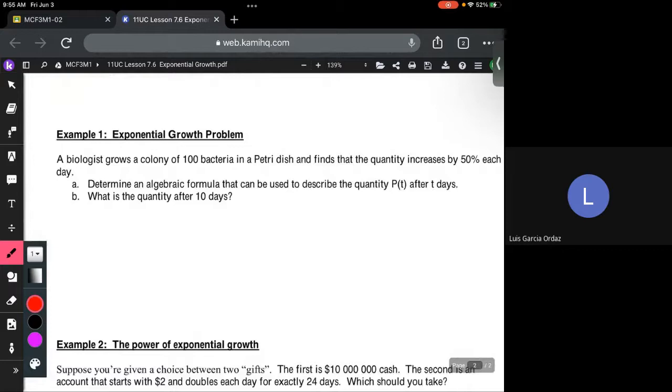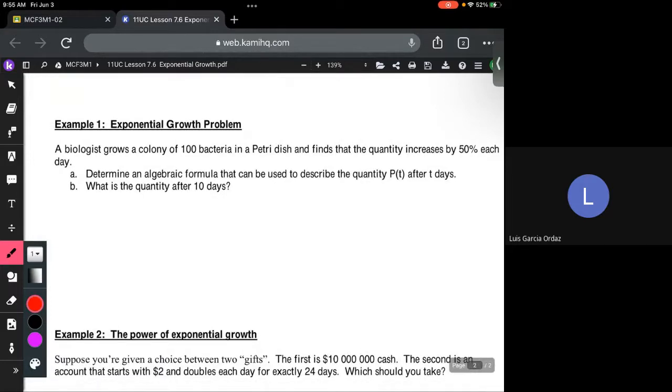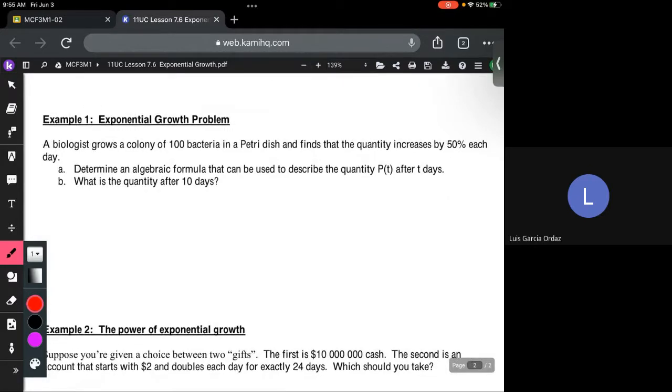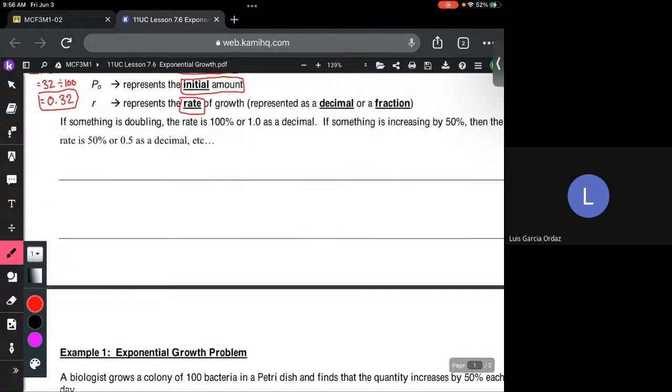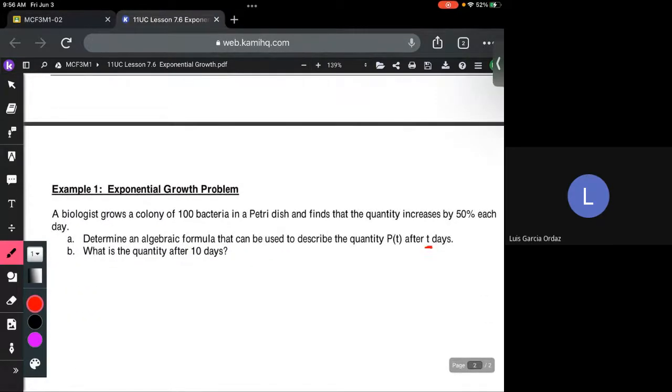We have a biologist who grows a colony of 100 bacteria in a petri dish and finds that the quantity increases by 50% each day. I want to determine an algebraic formula that can be used to describe the quantity P(t) after t days. So my exponent is going to be in terms of days. We're going to use our general formula, which is up here. P of n is equal to P0 times 1 plus the rate to the power of n.